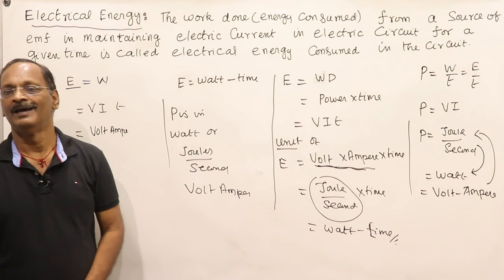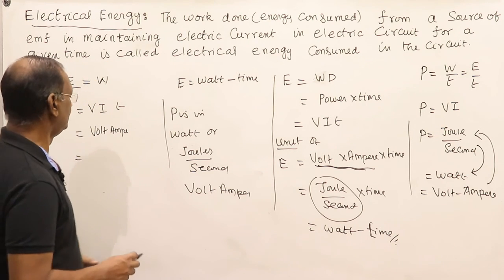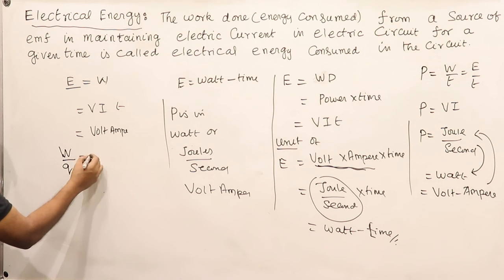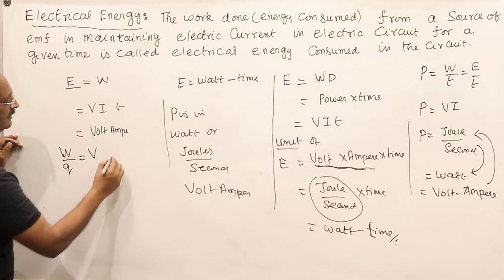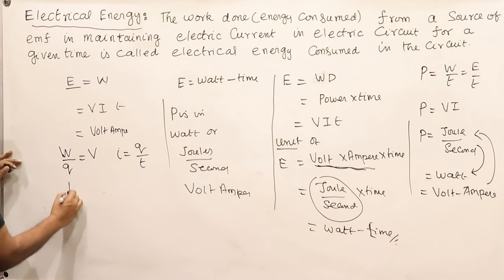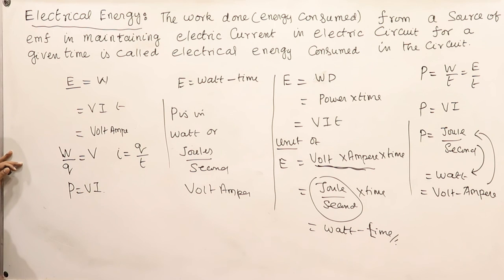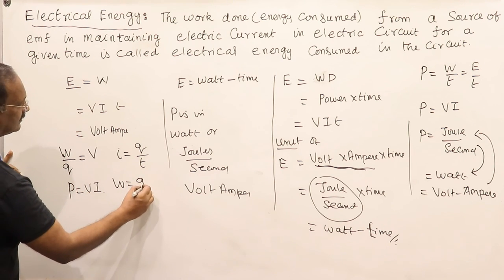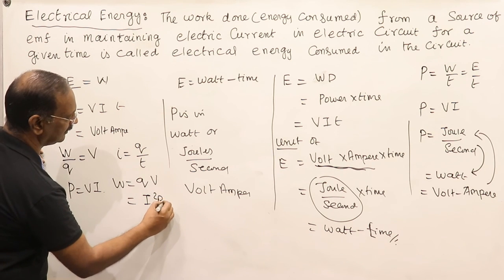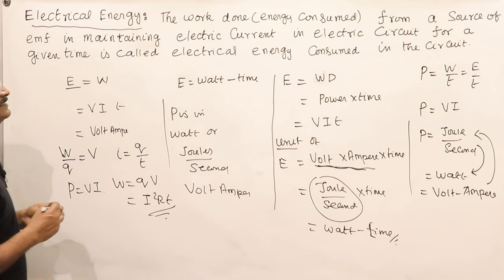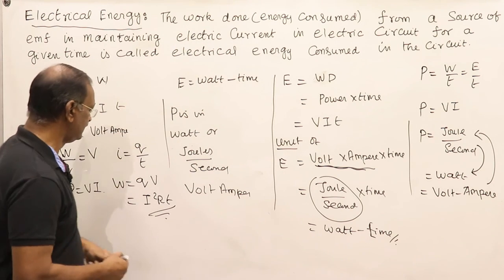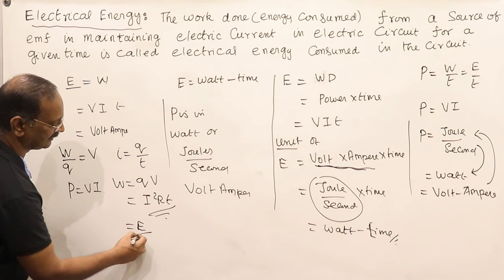So we must be able to recognize, and we have to remember many of the things, that is work done in moving a charge in an electrical circuit is equal to potential difference into charge. Current is equal to how much charge moving in a given time. And power is equal to V into I, and work done is equal to Q into V. Work done is equal to I squared RT. See, the basic definition is work done from a source is maintaining the current. So this work done is converted into heat energy in the circuit.